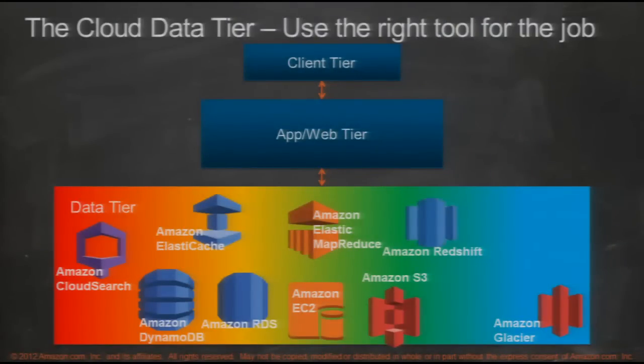So to summarize, use the right tool for the right job. Hot data should go in caches, in DynamoDB, RDS, et cetera. Colder data should go to the right side.